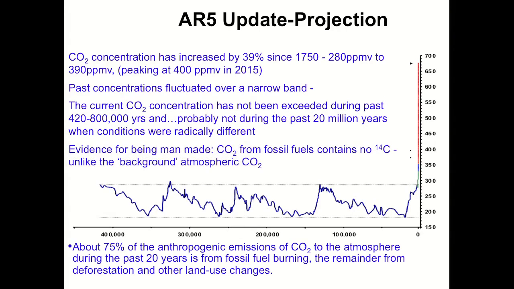And again, in 2015 it was estimated that 75% of the anthropogenic, man-made emissions of CO2 during the past 20 years, when that report was written, was from fossil fuel burning. The remainder, 25% or so, was from land use changes and deforestation. So these numbers we're quoting here vary as we go from one report to another. There is a range of uncertainty, but there are always big positive numbers.